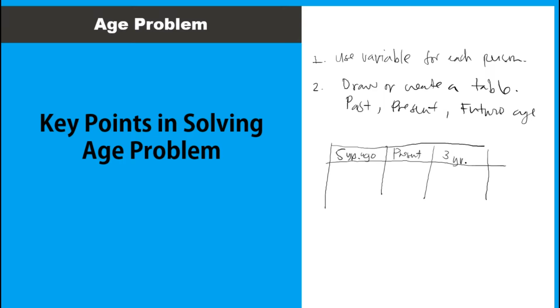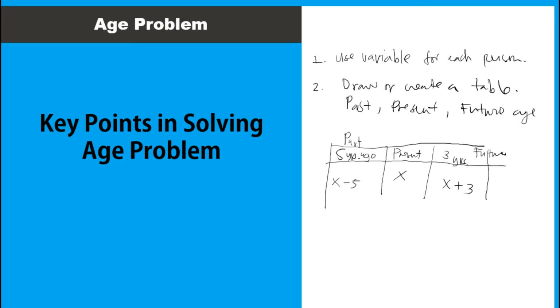Let's say 3 years in the future. So in 3 years, we have here the future, and here the past. If your present age is X, your age 5 years ago is of course X minus 5. Your age 3 years from now is X plus 3. You need to remember these two steps: use a variable for each person, and draw or create a table corresponding to the past, present, and future ages. This is very important.